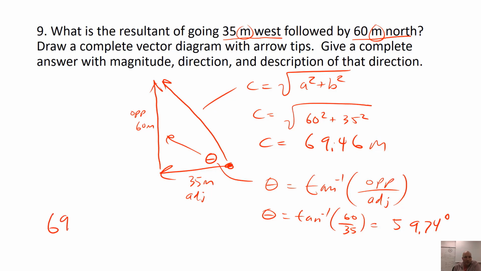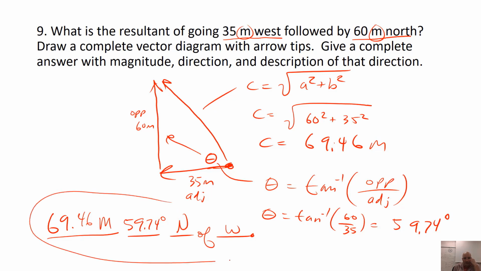And so I'm ready to now come up with a final answer. My final answer would be 69.46 meters. So I'm describing the resultant when I say my final answer. And then I go ahead and I state the degrees, 59.74 degrees. And then something of something. In this case, I have west coming out of the origin dot, so it's going to be north of west. So there's your final answer that I'd be looking for if I didn't specify just to give me magnitude. If I specified give me magnitude, you'd give me the first part. If I specified give me the angle, you'd give me the second part. And if I specified give me the direction, you'd give me the third part.